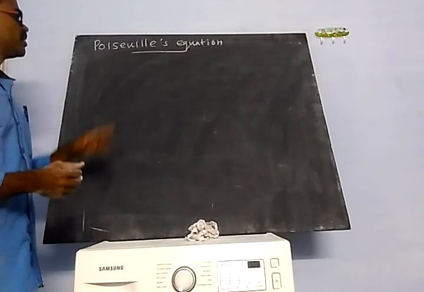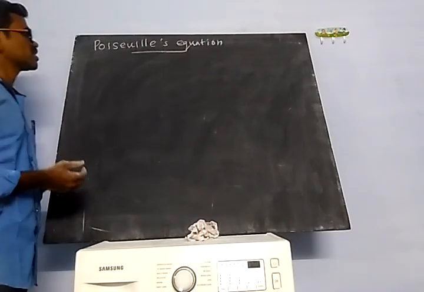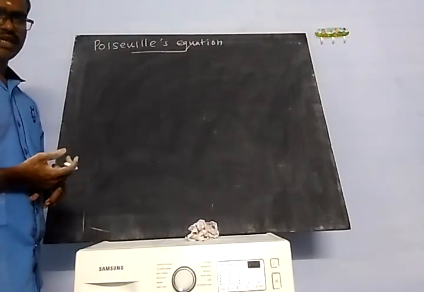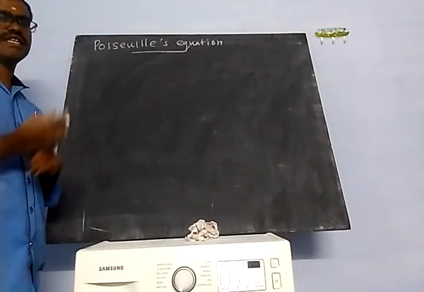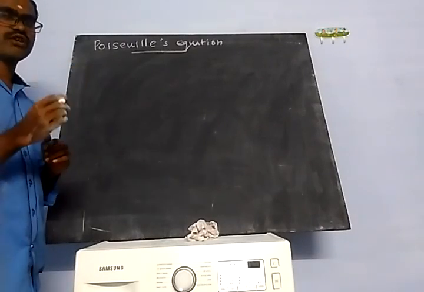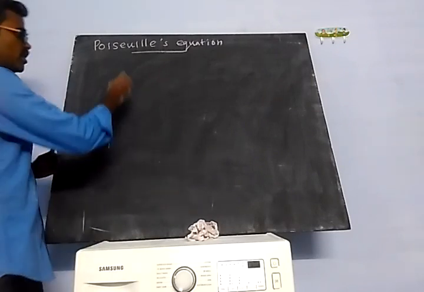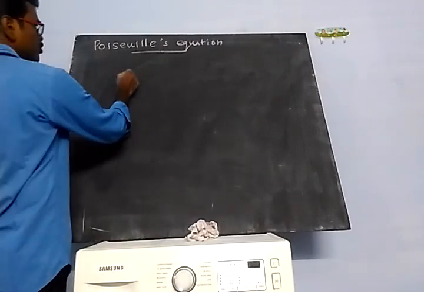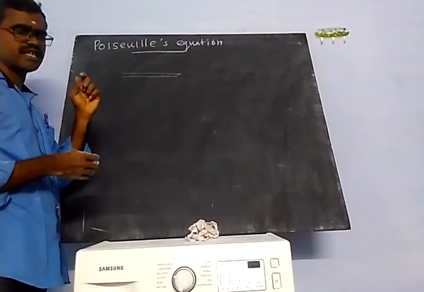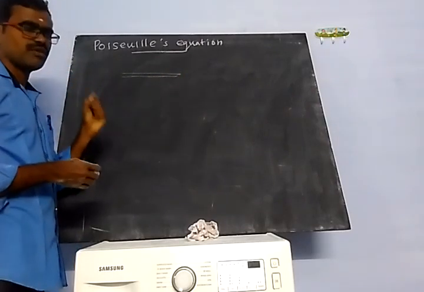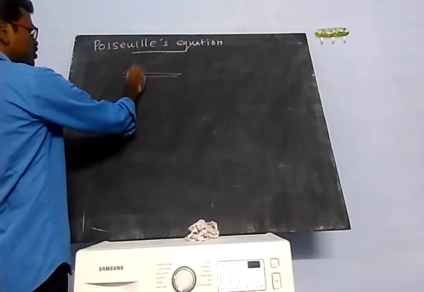Hi students, next we are going to discuss Poiseuille's equation. Poiseuille studied the flow of liquid in the capillary tube. Steady flow of liquid in the capillary tube. So consider this is the capillary tube. Capillary tube means the radius is very small. So the radius of the tube is very small.